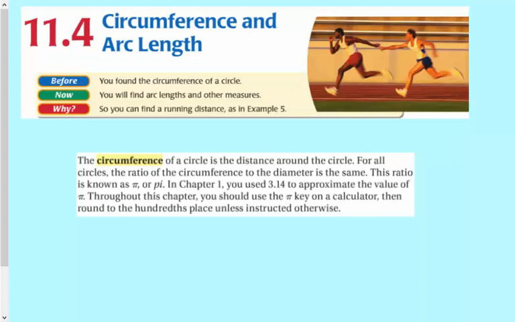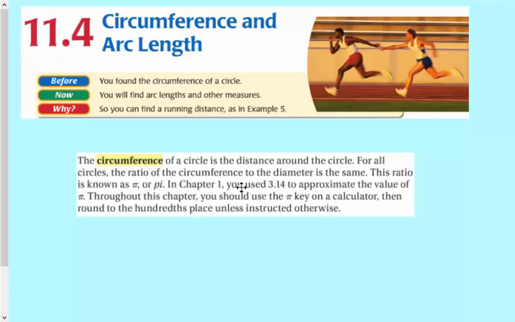Hello and welcome to section 11.4. We're going to talk about circumference and arc length. So far you have probably heard of circumference before, but arc length is probably going to be a fairly new topic. Circumference is the distance around the circle. And we're going to be using pi a lot in this chapter.